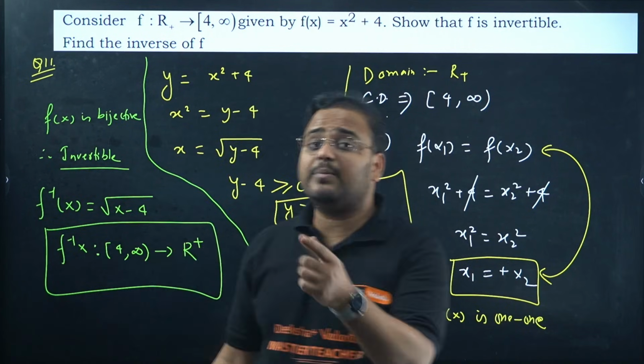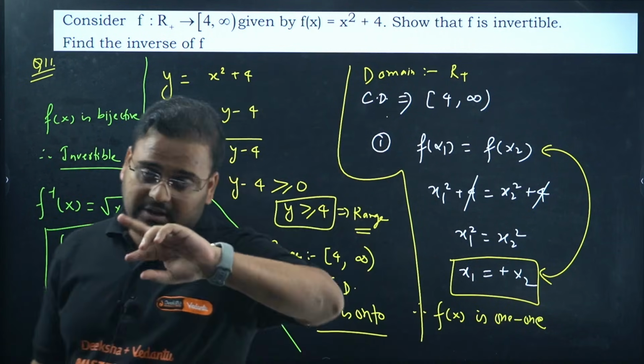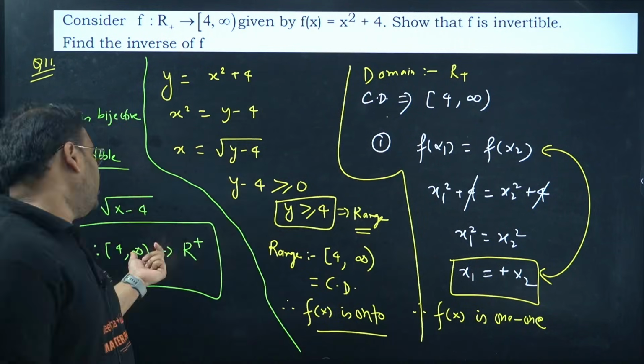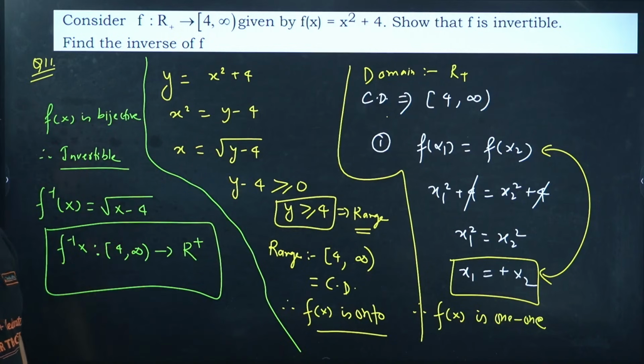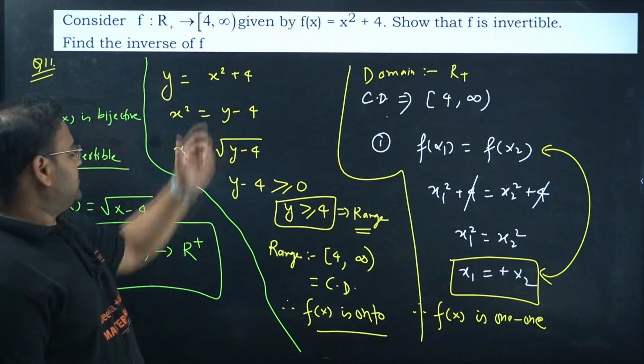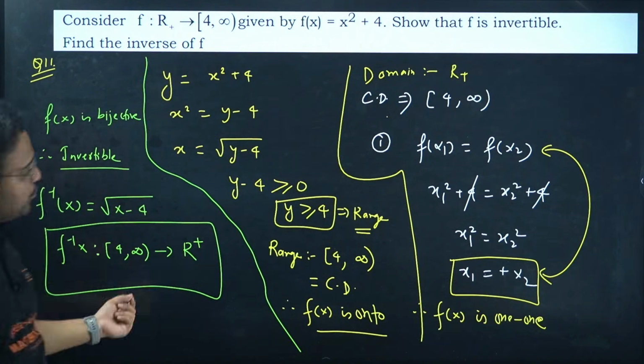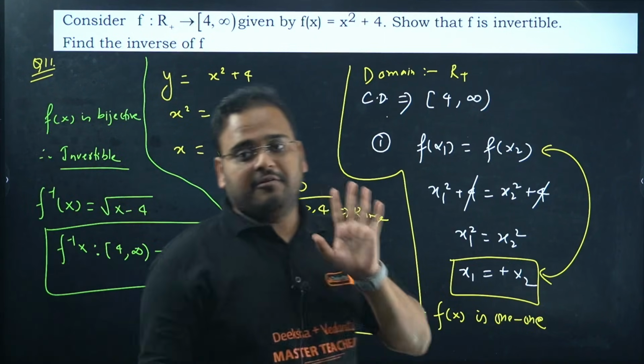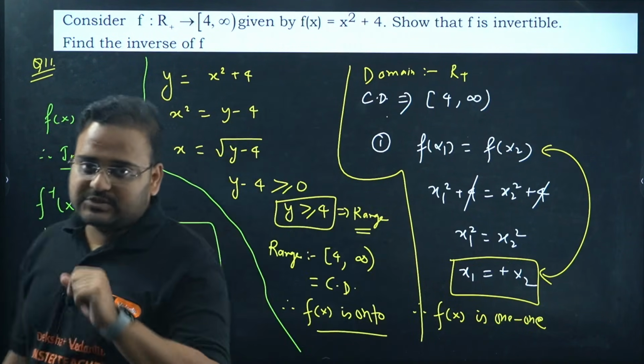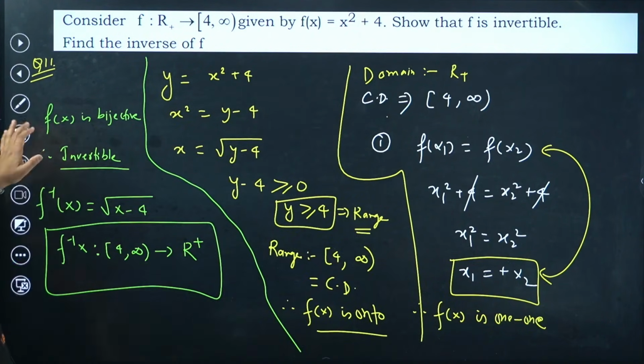In case of inverse, what happens? The range and the domain actually, or codomain and range swap each other. Got it? So it will be reversed. If you do this much, you get full marks. 5 marks. Okay, excuse me. Question number 12 now. I hope this makes sense.